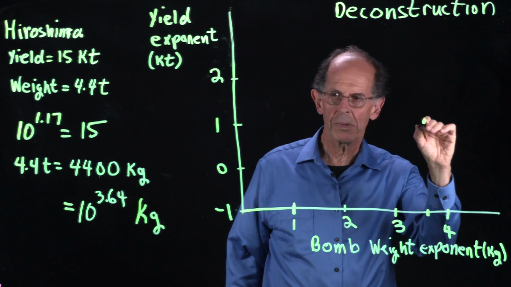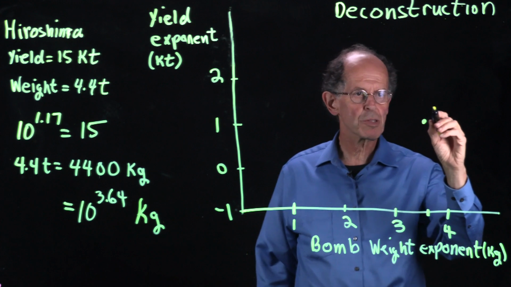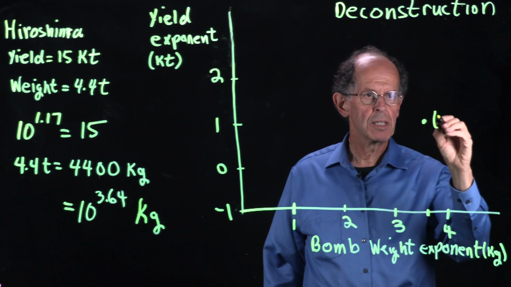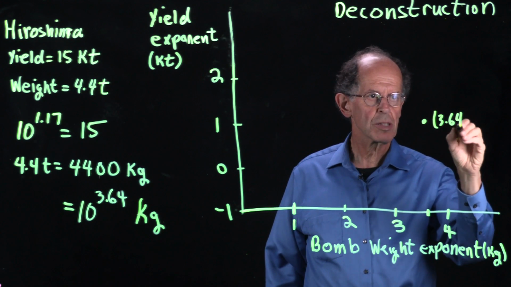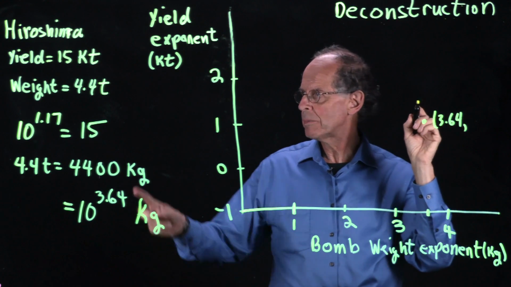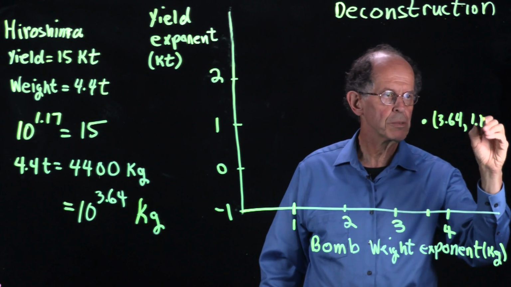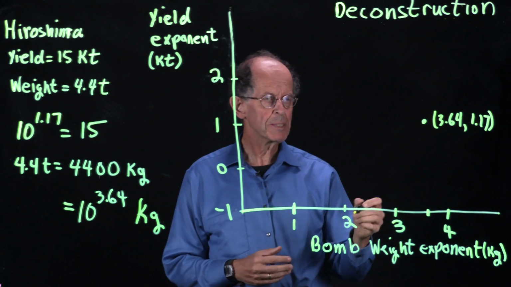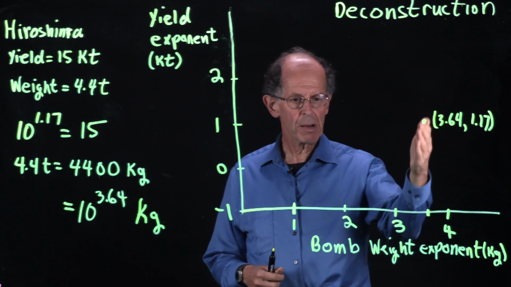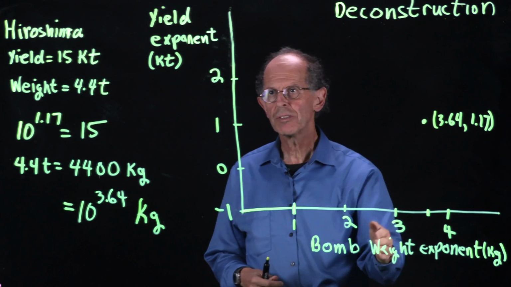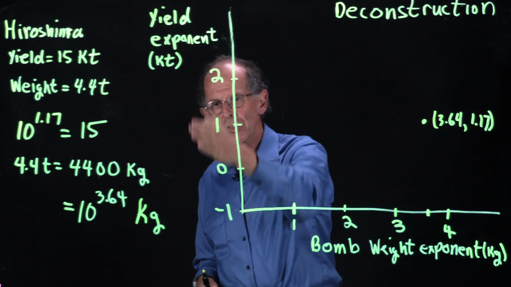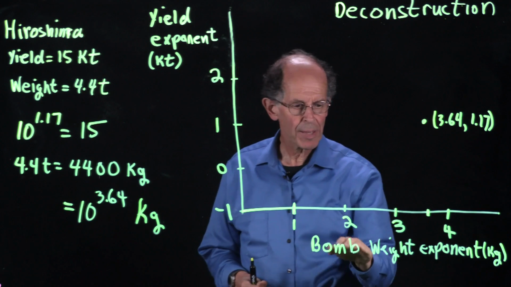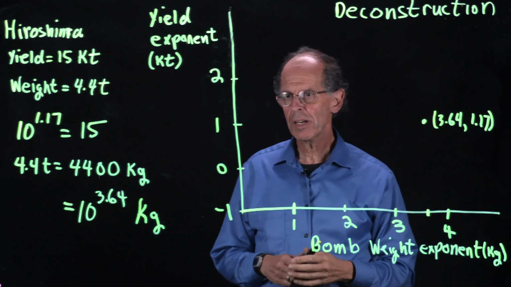So that's up here. So now we go along roughly just over 1 and go there. So this is the point that we want, approximately graphed as 3.64, comma, 1.17. And that is how we can place the bomb in this new axis, the new graph, with the yield exponent vertically and the bomb weight exponent horizontally.